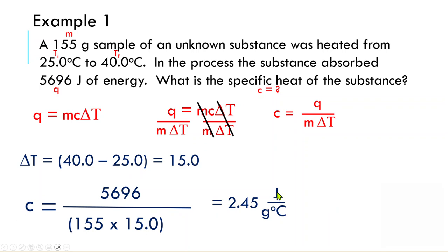The unit of specific heat is joules over grams degrees Celsius. The mass we plugged in was in grams, so it's joules per gram degree Celsius. If it was kilograms, it would be 0.155 kilograms, and then the unit would be joules per kilogram degree Celsius. But since we plugged in grams, it's joules per gram degree Celsius. That's your answer, so put a box around it.